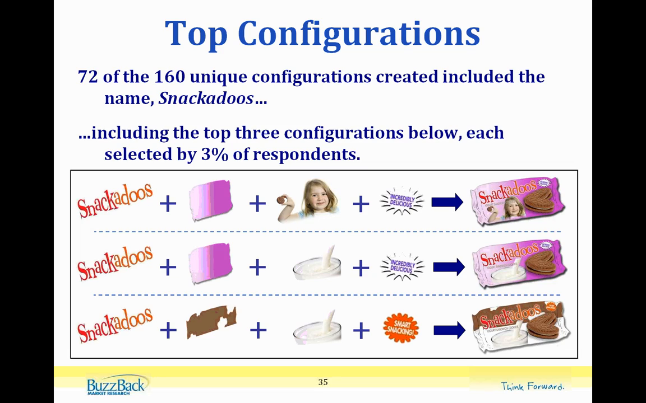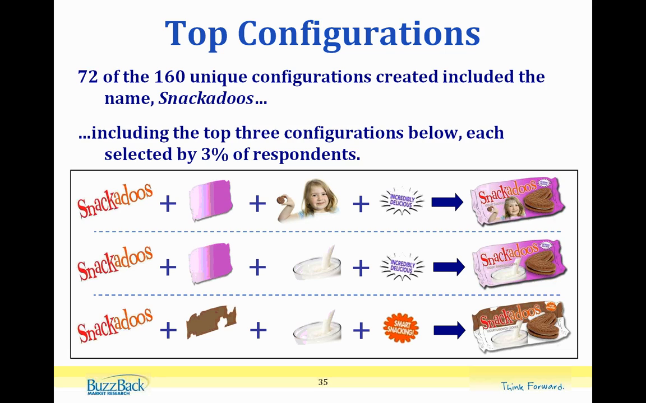So with all of those various packaging combinations that respondents could make, there were 160 unique package combinations made. And yet out of those, nearly half of the unique combinations had the name Snackadoos in it. So Snackadoos, regardless of the other elements, was the strongest name. And when we look at, of those 160, just at the top 3, we see that Snackadoos is consistently the top name regardless of other packaging elements.